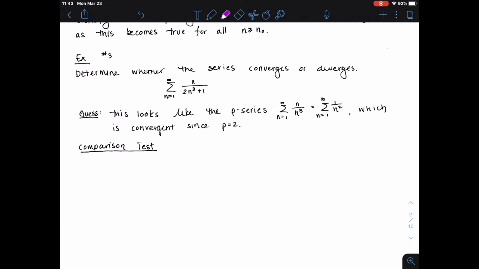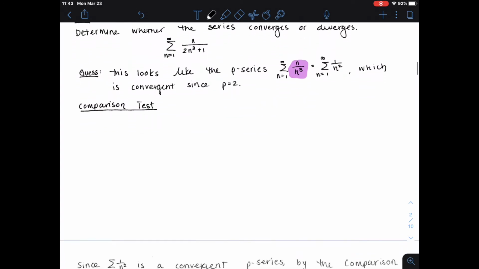So we need to show that our terms are smaller than the terms of the one that converges. You could try to show it to this one, but I'm going to recommend trying to prove the inequality to this unsimplified version. That's going to be better for you and easier to show. So we want to now apply the comparison test.